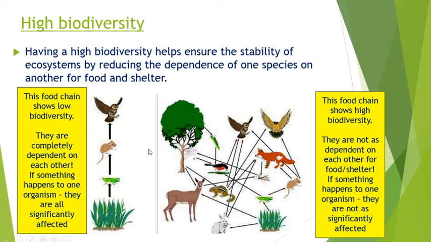On the right-hand side, my food web shows high biodiversity. They're not as dependent on each other for food and for shelter. If something happens to one, of course it will have an effect. But are they all going to be significantly affected?